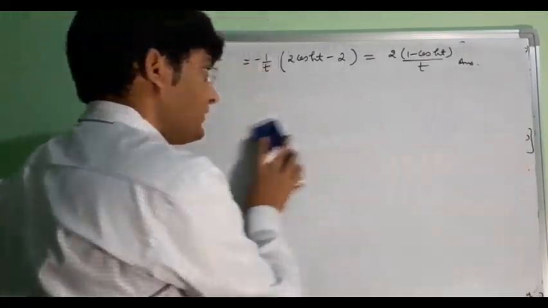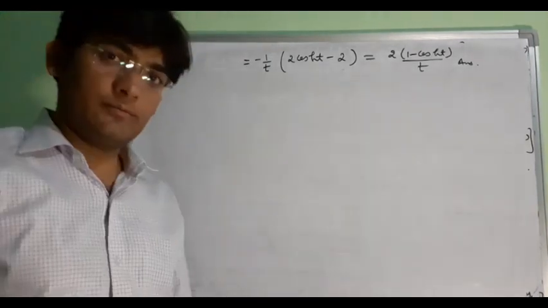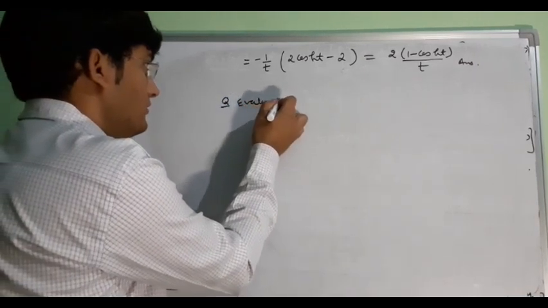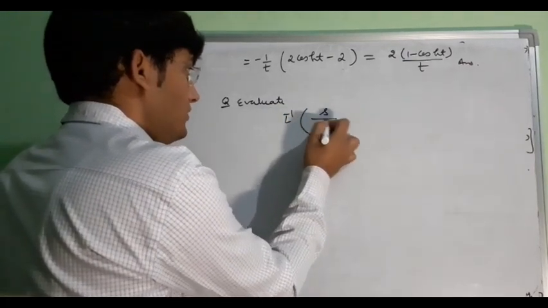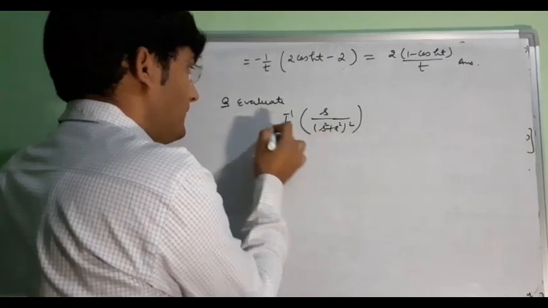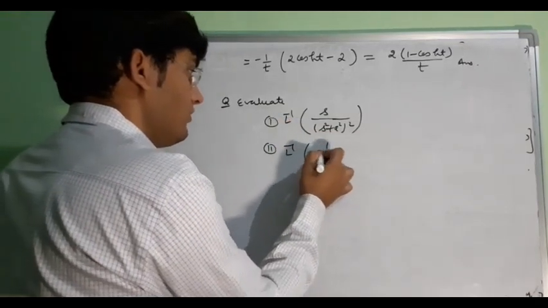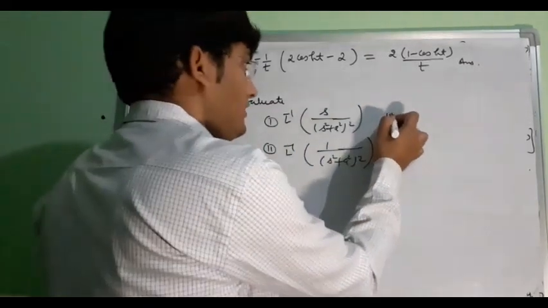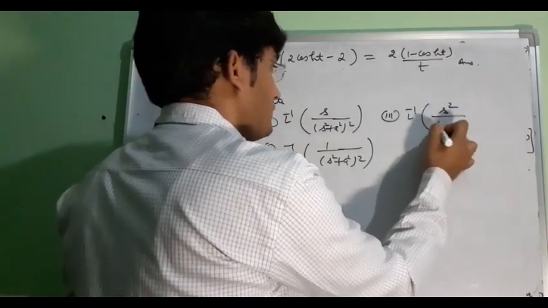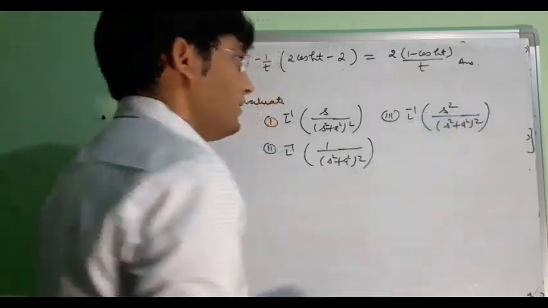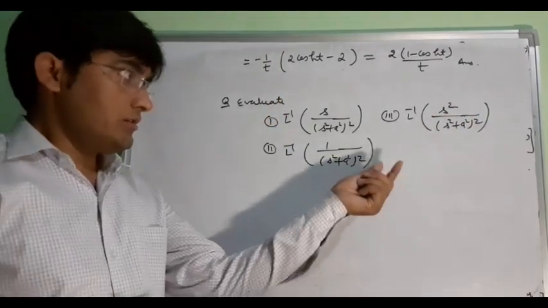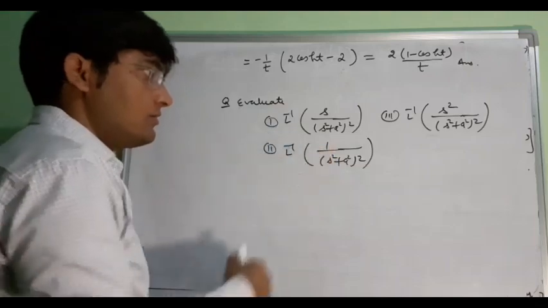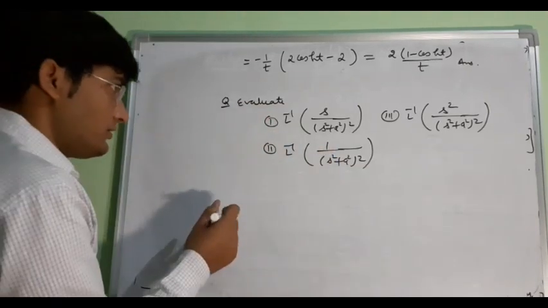Now I have 3 questions which are related to each other, and we will solve them using different formulae. Let us start with the question: evaluate, in the first question, Laplace inverse of s upon (s square plus a square) whole square. Second question is evaluate the Laplace inverse of 1 upon (s square plus a square) whole square. And third question is the Laplace inverse of s square upon (s square plus a square) whole square. We can also evaluate their Laplace inverse using the convolution theorem. But right now I will evaluate these inverses through the definition. Let us start with question number 1.